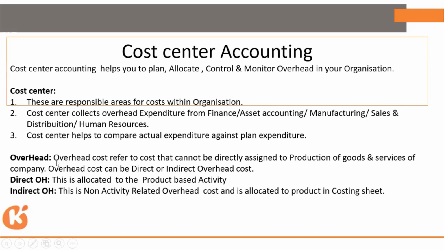And next we have overheads. Overheads are generally used in product costing because we have overhead cost that is incurred, which is not directly added into the production of any goods or services. So we categorize them into two. One is direct overheads, another is indirect overheads. Direct overheads are generally allocated for the product based activities, whereas the indirect overheads are not actually related to the product, but are calculated using the costing sheets.